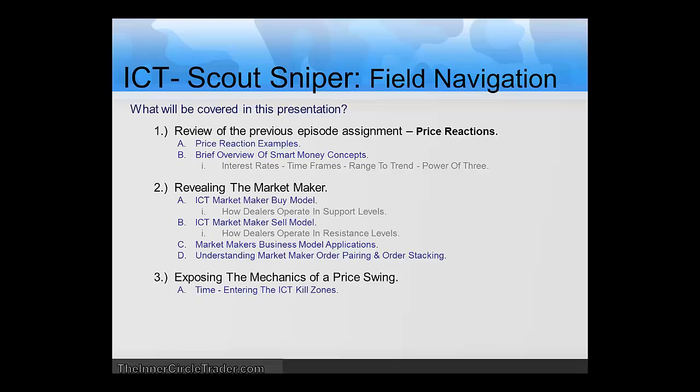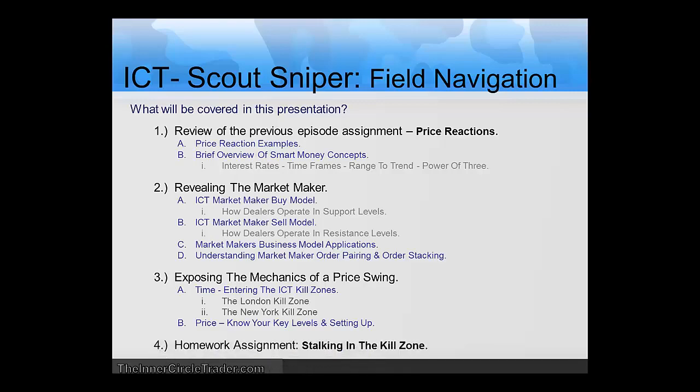time and especially working around the ICT kill zones. And we're going to be looking at the London kill zone specifically and the New York kill zone. We're going to be looking at how price is crucial to you as far as knowing your key levels and how you are setting up your opportunities to trade. And we're going to be giving you a homework assignment, stalking in the kill zone.